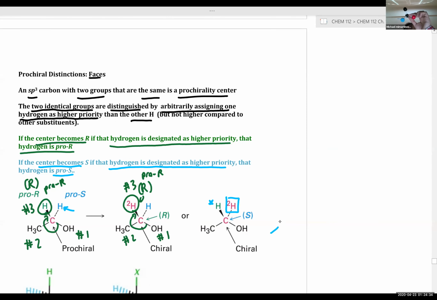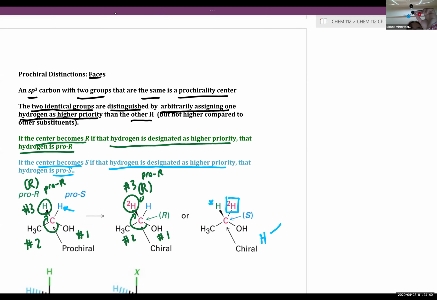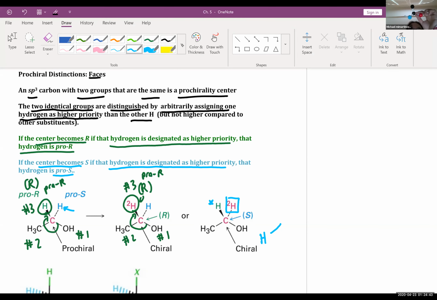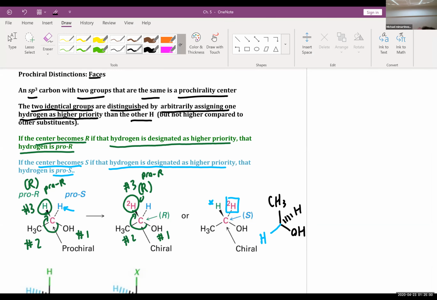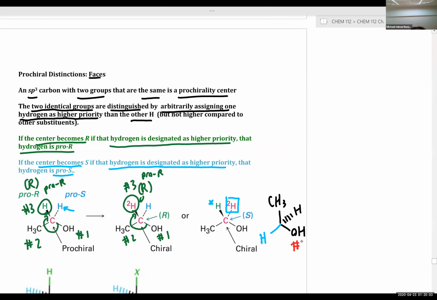So after rotation, we have our pro-S hydrogen in front. We have our methyl group up top. We have our OH on the right, and our other hydrogen in the back. Now, given this arrangement, let's assign our priority ranking. The alcohol is priority 1, the methyl is priority 2, and this pro-S hydrogen is priority 3. If we count from highest to lowest priority, what is the configuration at this center?